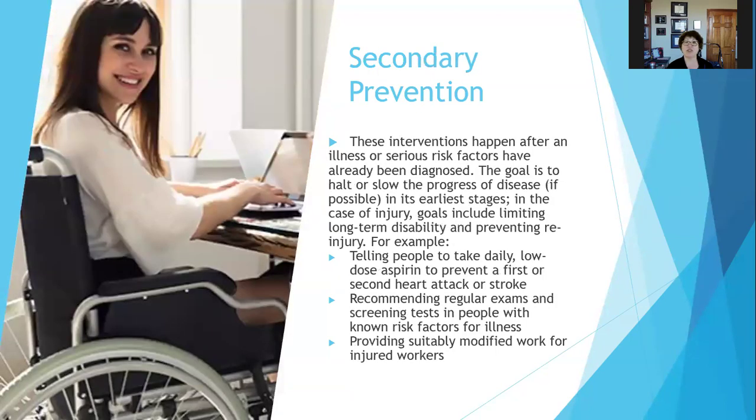Secondary prevention is usually after you have been diagnosed with an illness or had trauma of some sort, or you have serious risk factors like high cholesterol levels or something like that. The goal of secondary prevention is to halt or slow the progress of disease as much as possible and catch it in its early stages. So, in the case of an injury, you might want to limit long-term disability and prevent re-injury.